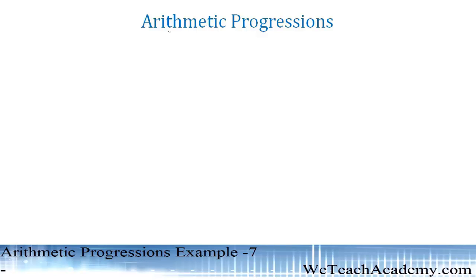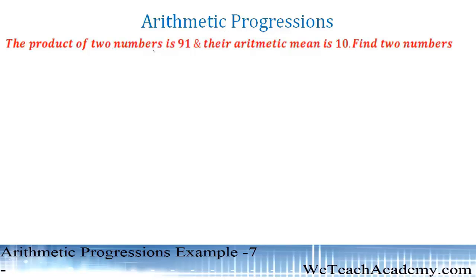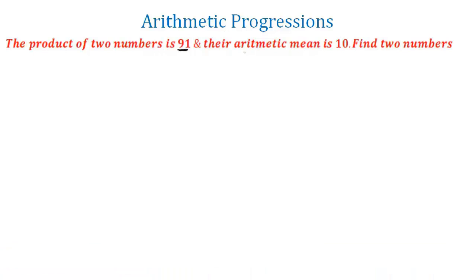And today in this presentation, we are going to solve an example on arithmetic progressions. Given that the product of two numbers is 91 and their arithmetic mean is 10, we have to find the two numbers. So first, let us consider A and B as the two numbers.